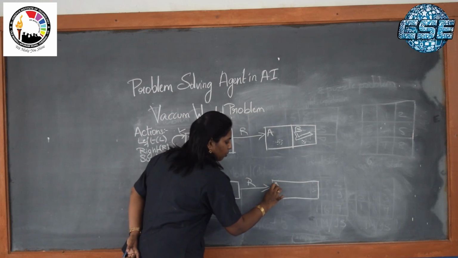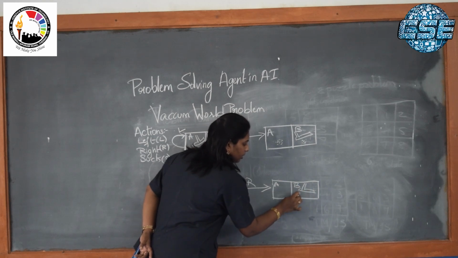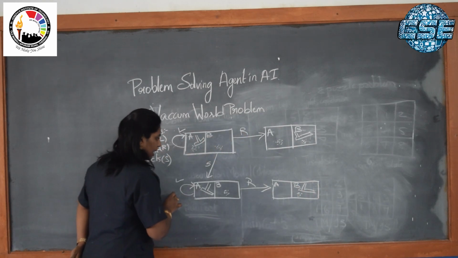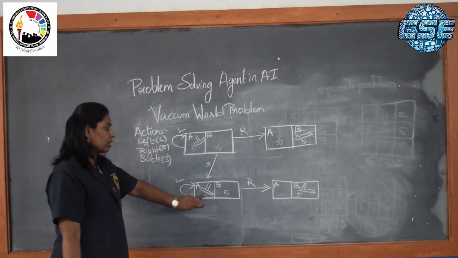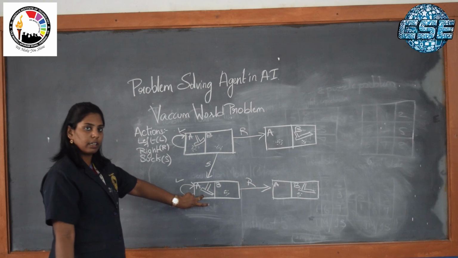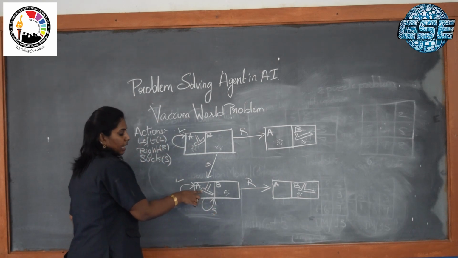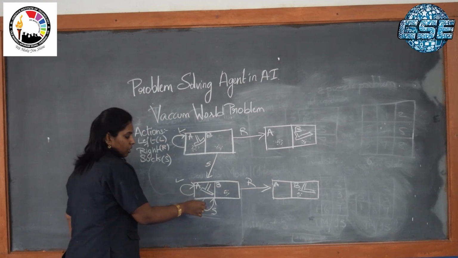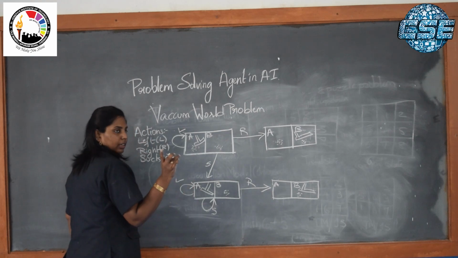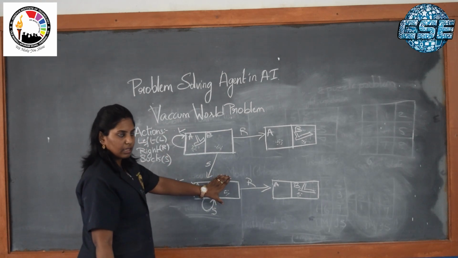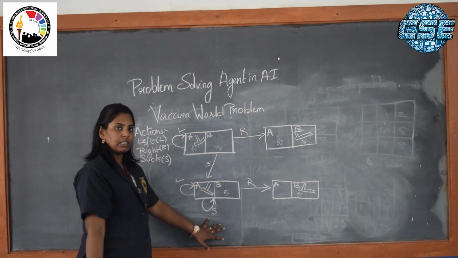Right is nothing but moving the vacuum to the B room. The next action is left. One more action is suck. Here we can't do suck because we have already removed the dirt from A, so again it forms a loop. So there are three actions in this transition model. In this initial state we have done three actions: one is left, one is right, the other one is suck.